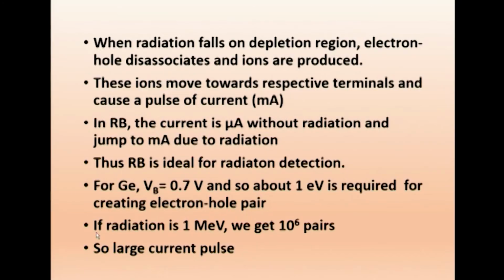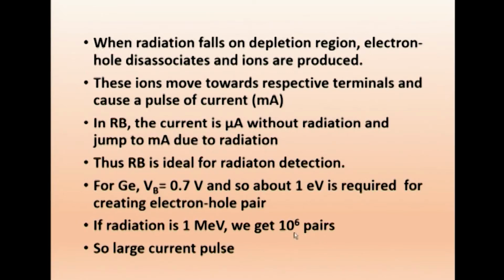Naturally, alpha, beta, gamma nuclear radiations are all in MeV. Therefore, once the radiation falls, it will give electron-hole pairs, which will give a current pulse. Suppose the nuclear radiation is 1 MeV. For one electron-hole pair we require about 1 eV. But here the radiation is 1 MeV, a million electron volts. Therefore, we get 10 power 6 pairs produced.